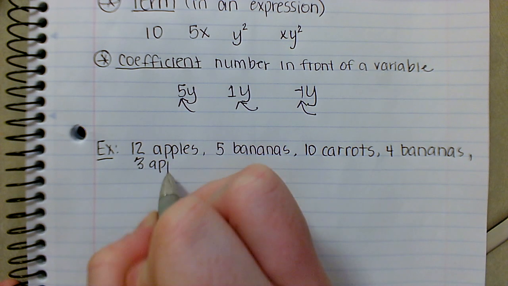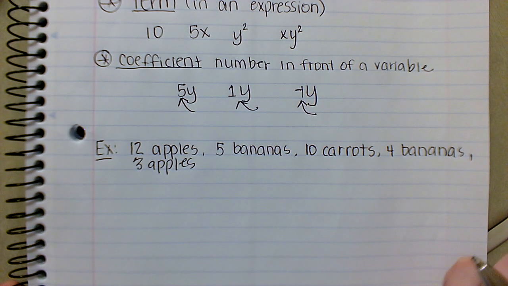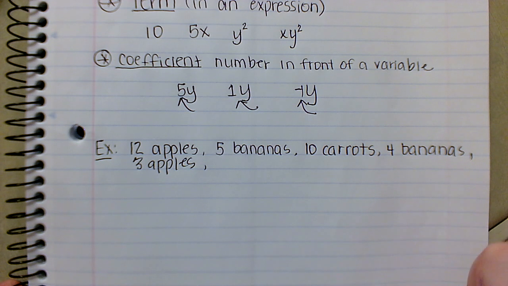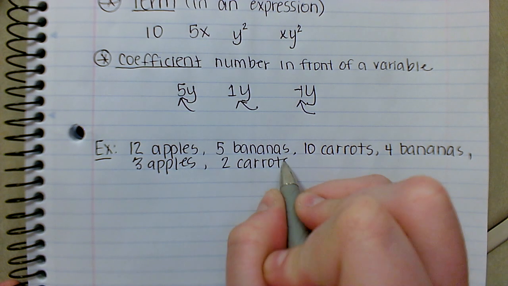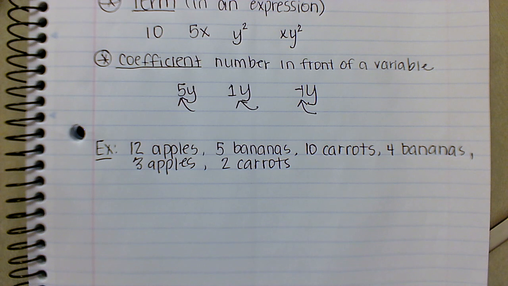3 apples, 2 carrots. Say this is what's in my picnic basket and Joe's picnic basket, and we want to see how much we have together. Okay? Now, let's take that same example and let's simplify all that wordiness.